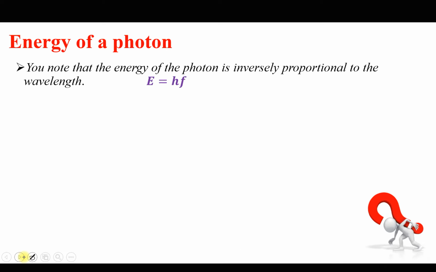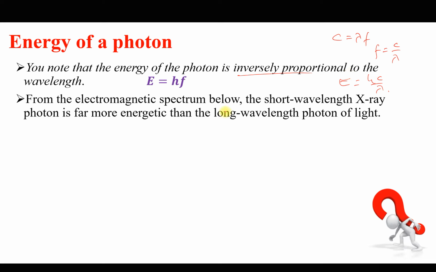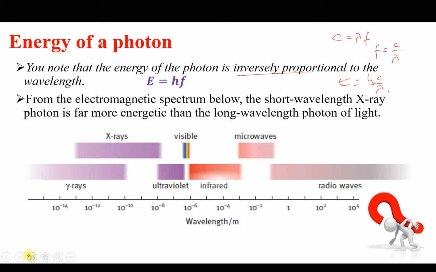Okay, so you note that the energy of a photon is inversely proportional to the wavelength, as we have already seen, because when we used c equals lambda f, f was equal to c over lambda, and energy was equal to hc over wavelength. So the energy of a photon is inversely proportional to the wavelength, even though it is directly proportional to the frequency. After all, frequency is inversely proportional to wavelength. And from the electromagnetic spectrum, which we already saw in AS physics, the short wavelength X-ray photon is far more energetic than the long wavelength photon of light.